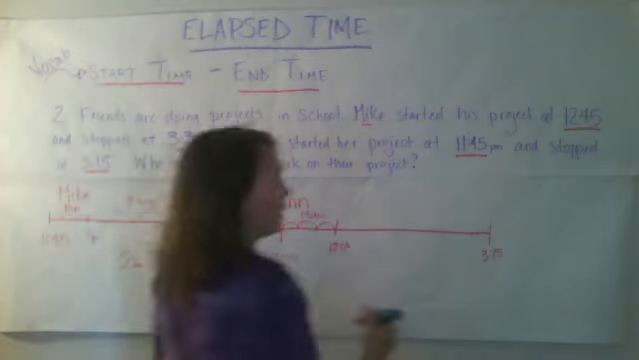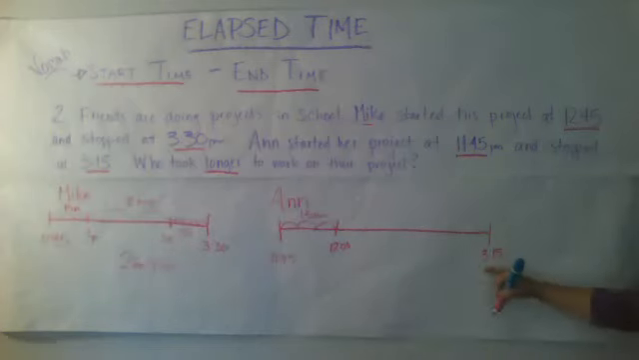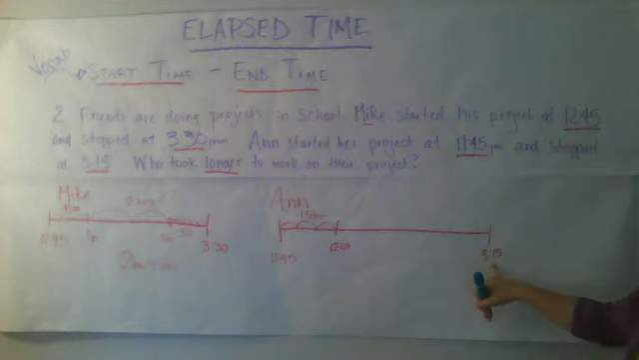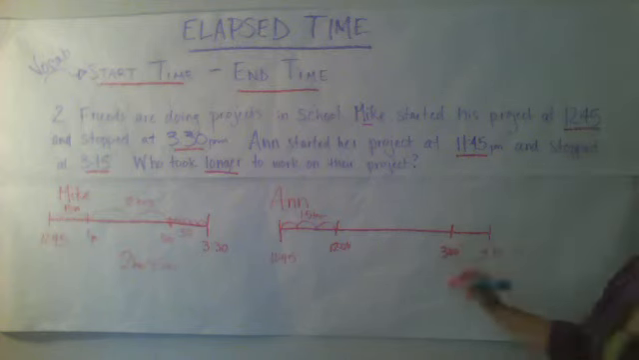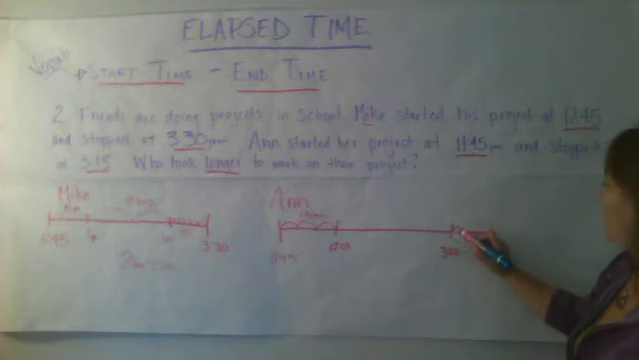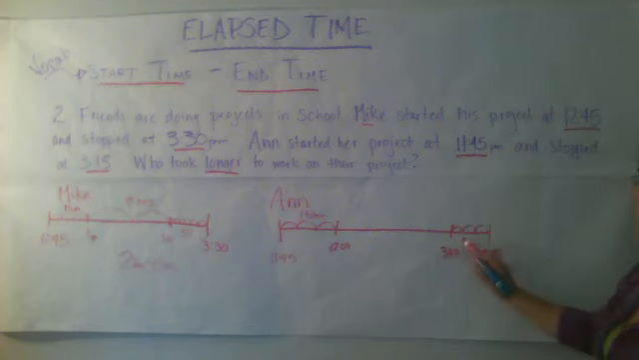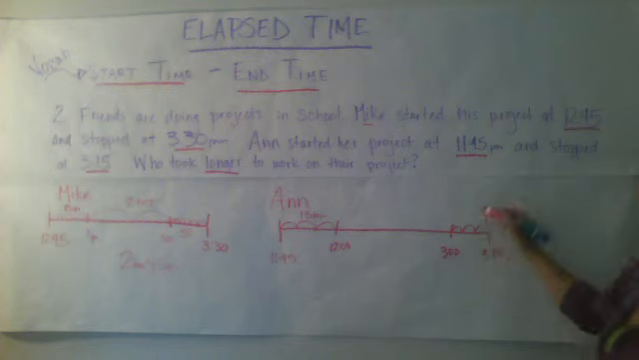Let's go to our end. Anne ended at 3:15. What's the nearest hour for Anne? 3 o'clock. So let's count just like there. 3, 3:05, 3:10, 3:15. 5, 10, 15 minutes.